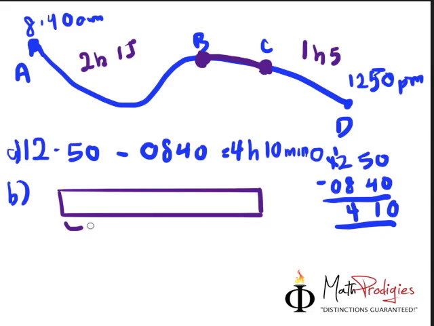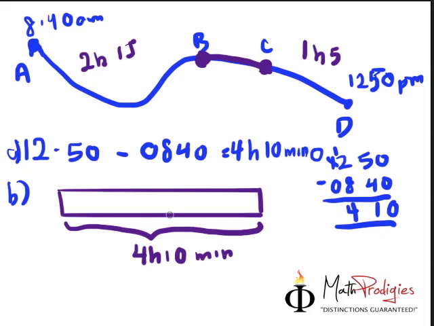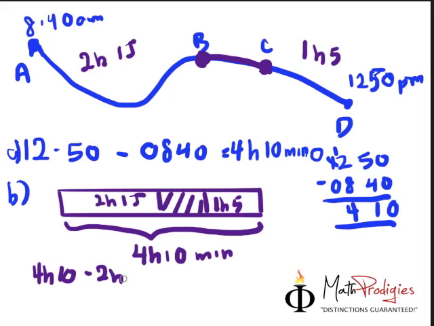this. This whole thing is 4 hours and 10, which is what we just discovered, right? This is 2 hour 15. This is 1 hour 5. This is 2 hour 15. This is 1 hour 5. So what is this over here? Just minus. So let's do this. 4 hour 10 minus 2 hour 15. Okay, like I said, it gets very confusing if you do it this way.